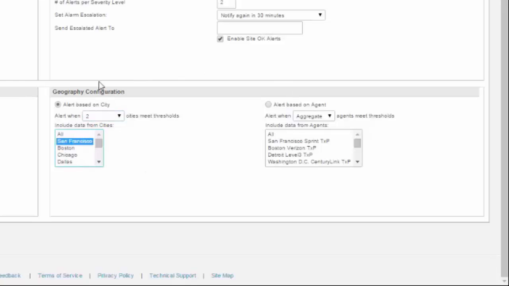Now, one last note on this config. You see alert based on city, and on the right, alert based on agent. You can only choose one of the two. Alert based on agent is each individual agent. Alert based on city is grouping up multiple agent locations that exist in the same city. It's not very often that you use based on city, so alert based on agent is the preferred method.